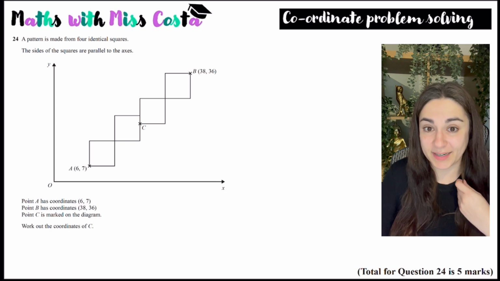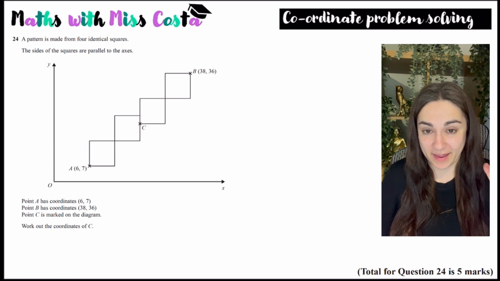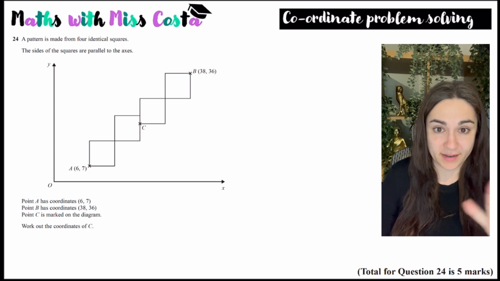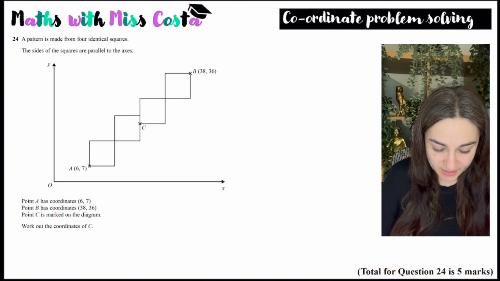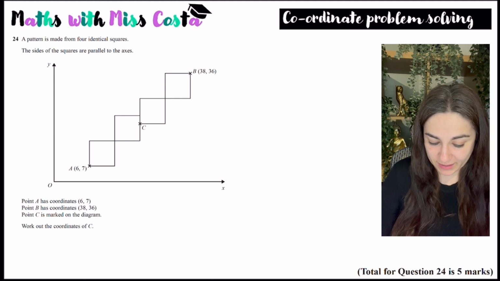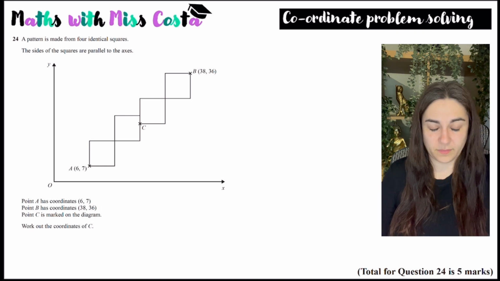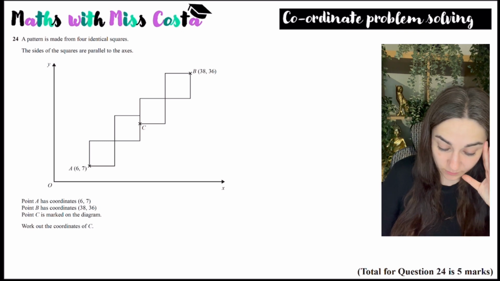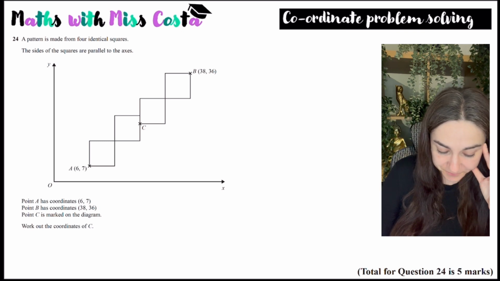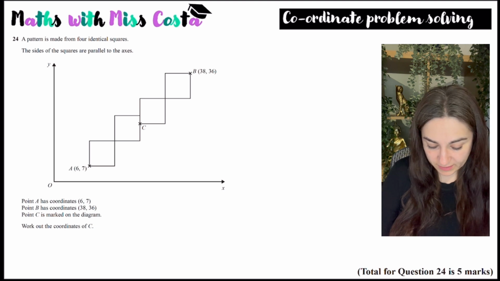So if they're identical, that means that they're going to be the same length, same width, same height. They're the same shape. The sides of the squares are parallel to the axes, which means they're not diagonal. We don't have to do any weird stuff with the gradient. And then I'm given a few coordinates.